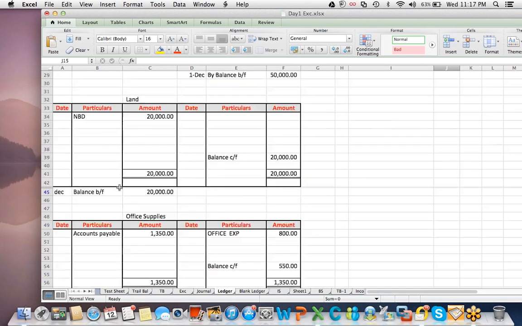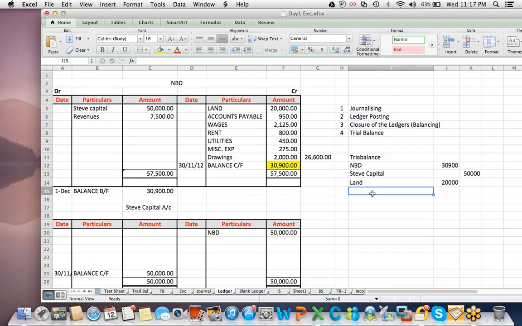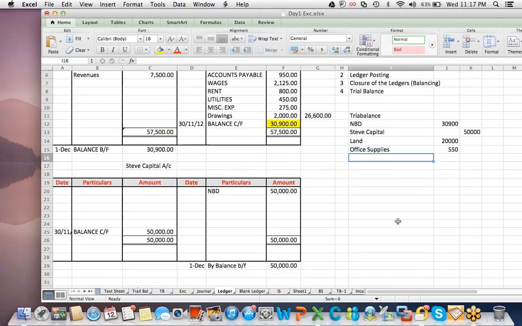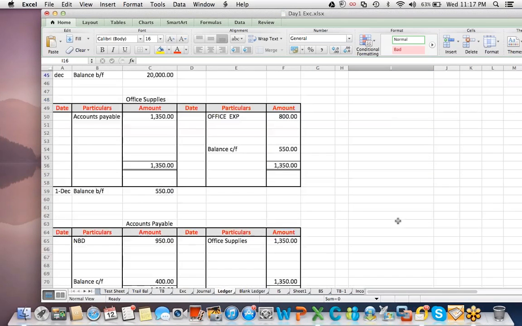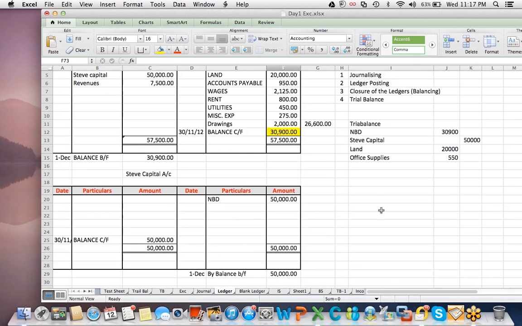Next account is the office supplies account. Office supplies closing balance is 550. It is an asset, so it will be a debit side. Next, accounts payable. Accounts payable means what? We owe somebody, a credit. Accounts payable 400.